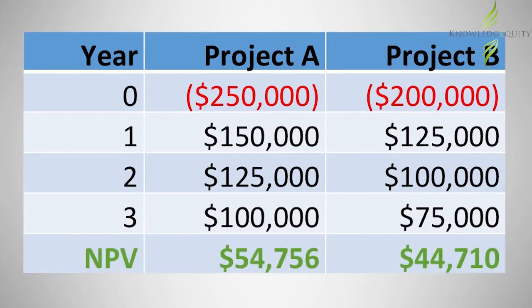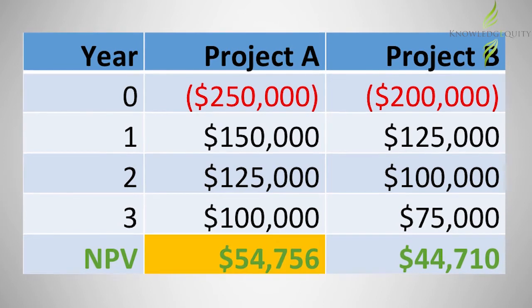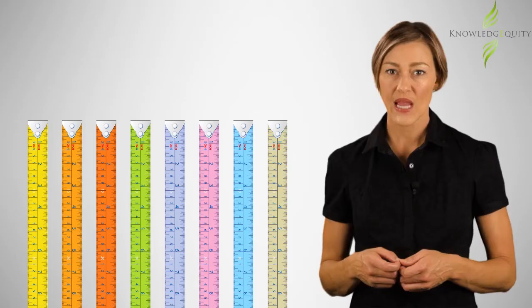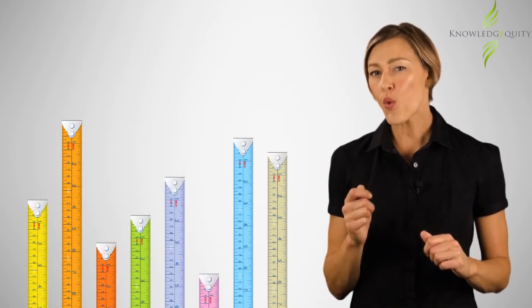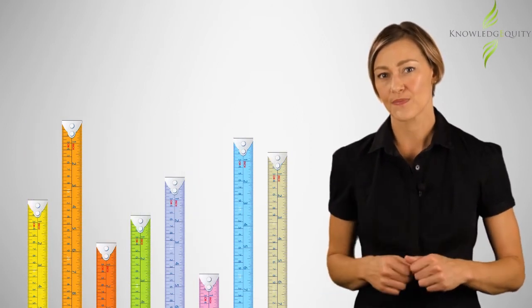By applying its required rate of return of 12%, we can calculate the NPV of each project. Project A has a higher NPV and would therefore be preferable to Project B. In this example, the projects were of the same duration, but what about if they have different lengths?